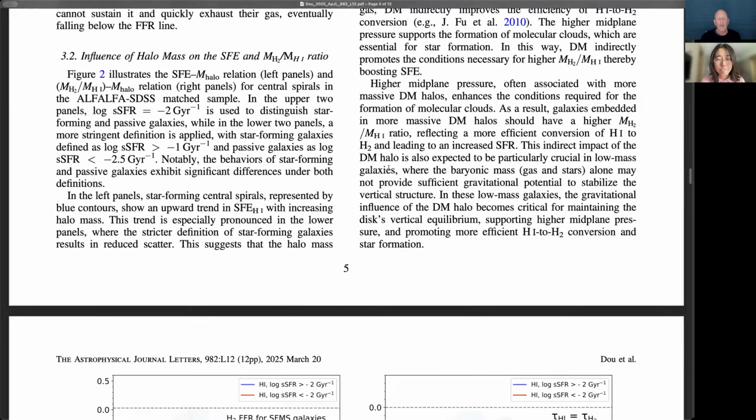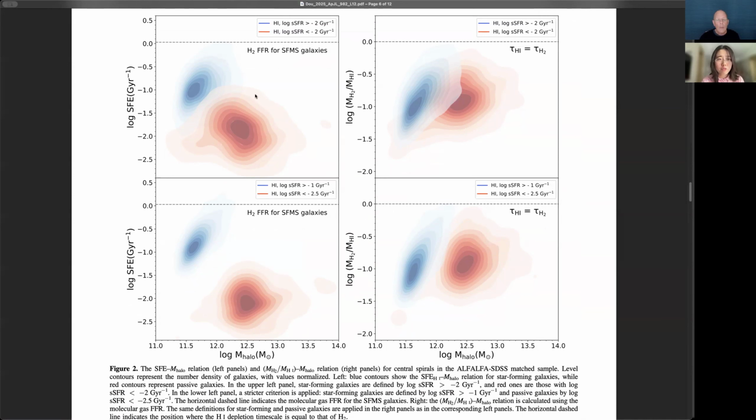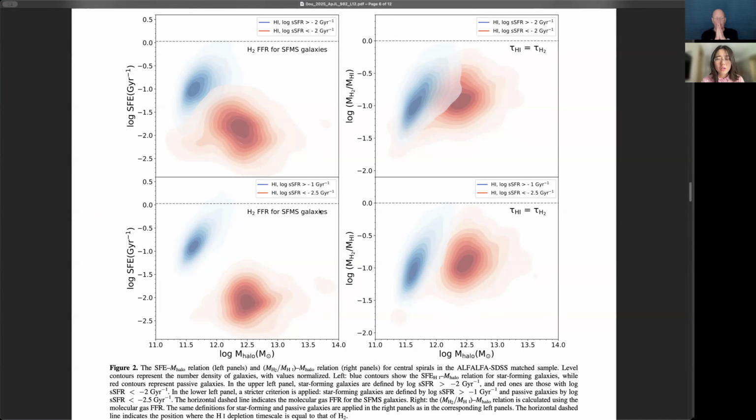And here we separate the galaxies into star-forming and passive ones. And we used different definitions. In the upper two panels, we used log sSFR equals -2 per Gyr to separate them. And in the lower two panels, we used a more stringent criterion. So in this way, we are able to exclude a lot of green valley galaxies. So these star-forming and passive galaxies are more pure.